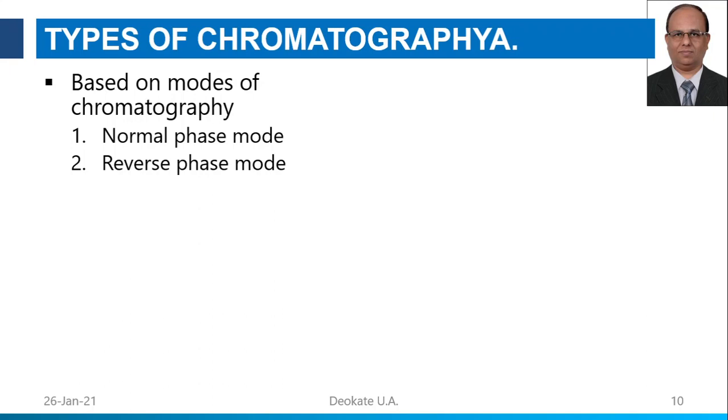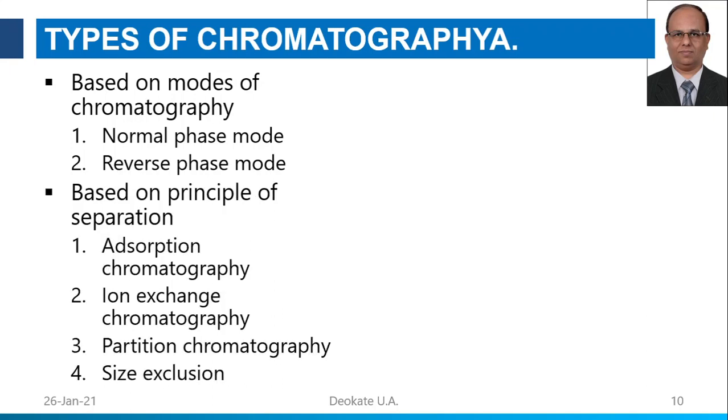In normal phase chromatography, it depends upon the polarity of your stationary phase and your mobile phase. If your stationary phase is polar and your mobile phase is non-polar, then it is known as normal phase chromatography. In reverse phase chromatography, your stationary phase is non-polar and your mobile phase is polar.